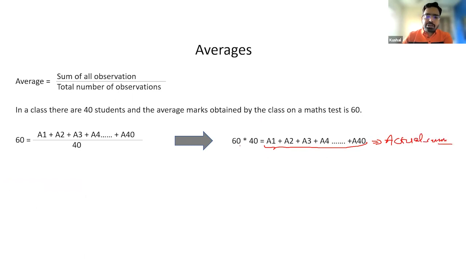Now, if you look at your left hand side, this actual sum is equal to 60 multiplied by 40. They are saying each of these 40 students, if I give a score of 60 marks, what will be their total? Each of them getting 60 marks 40 times. So 60 into 40, that should be the total. And this total is equal to the actual sum. This implies what? That average is nothing but an equal distribution of all the things which are available with us. We are trying to just do that.